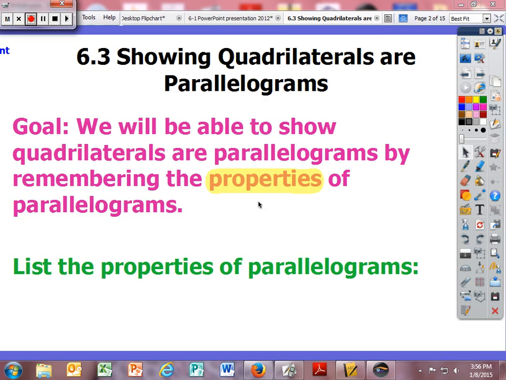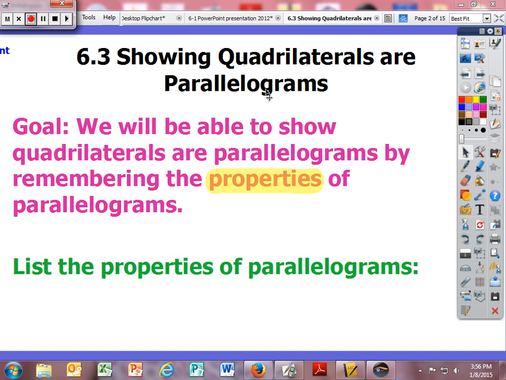Alright guys, we're going to move on to section 6.3 today, and I think you'll enjoy this section a little bit more than others because it's basically the section we just did backwards. So you're really not learning anything brand new, we're just learning how to kind of go backwards from what we already learned. Okay, so we're going to learn how to show that a quadrilateral is a parallelogram.